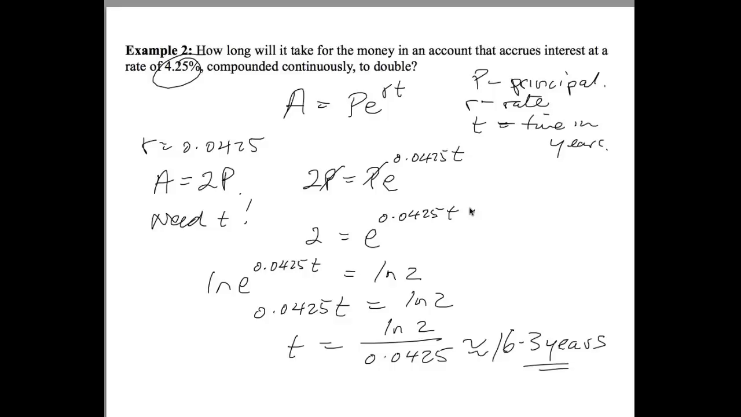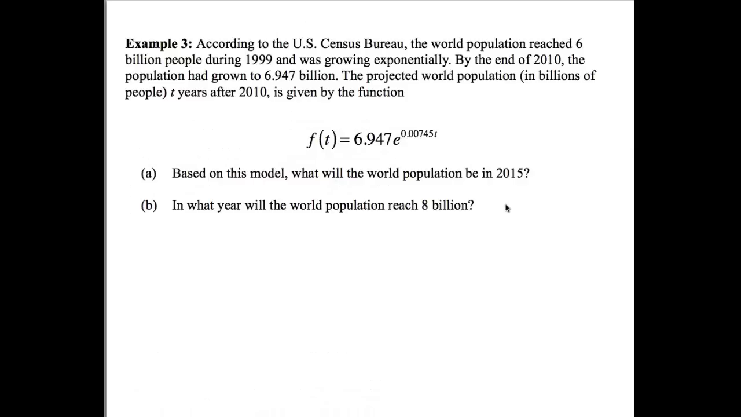Now the third one, population growth is a very typical one that is exponentially growing. So according to the US Census Bureau, the world population reached 6 billion people during 1999 and was growing exponentially. By the end of 2010, the population had grown to 6.947 billion, okay? And the projected world population in billions, t years after 2010, notice, is given by this model here. So based on this model, what will be the world population in 2015?